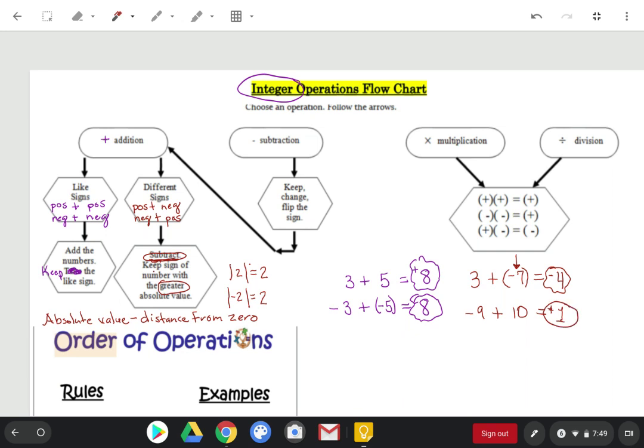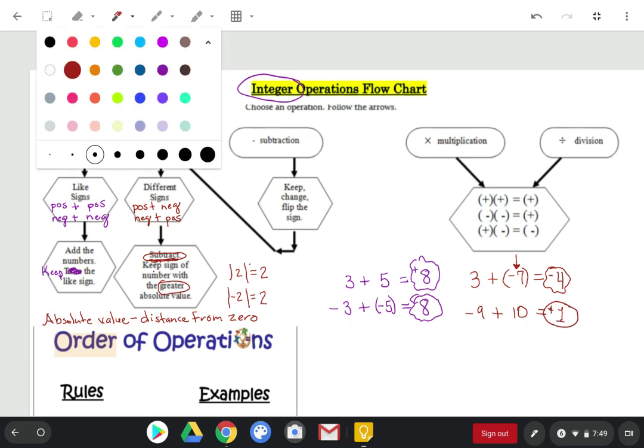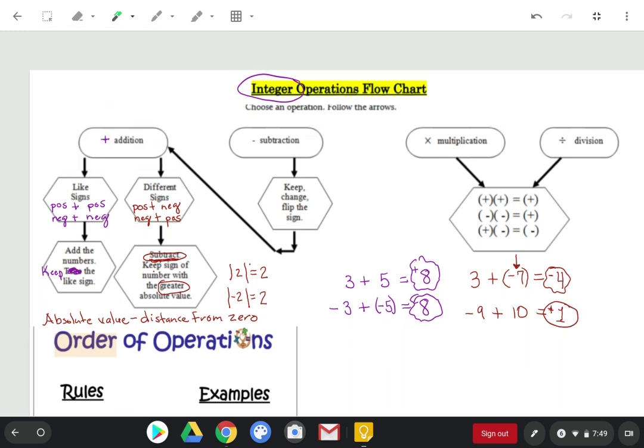Okay, what if we're subtracting? When we're subtracting, the first thing we are supposed to do is, some people call it keep change, and this should really say change. Some kids call it keep change, but the actual mathematical way to say it is add the opposite.